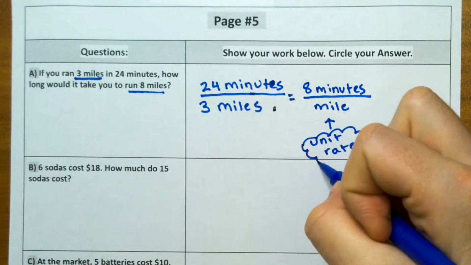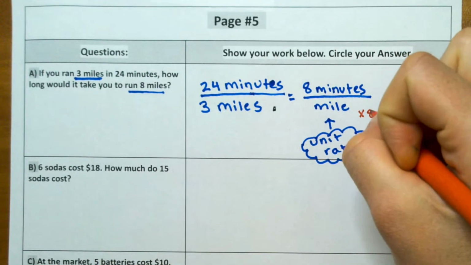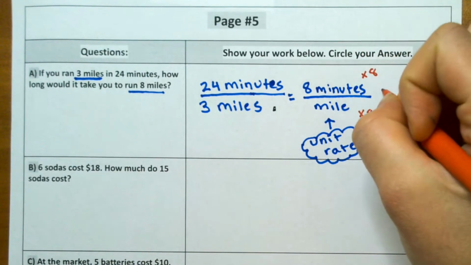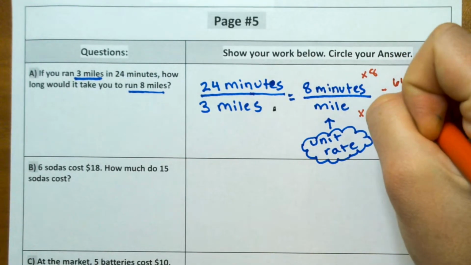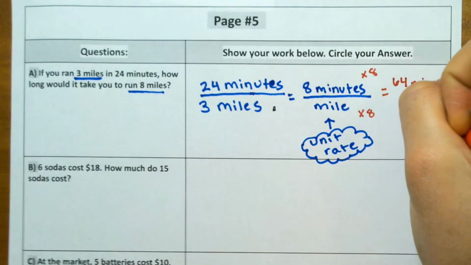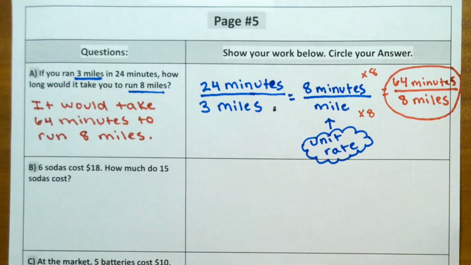Now that I know our unit rate, I can multiply that by 8 so we can figure out how long it'll take to run 8 miles. 8 times 8 is 64, so we have 64 minutes for 8 miles. Make sure you have this down. Pause the video if you need more time. Then come back to the video when you're ready for page number 6.